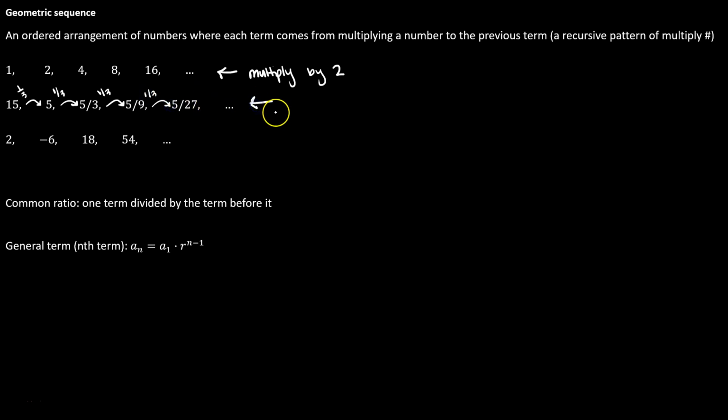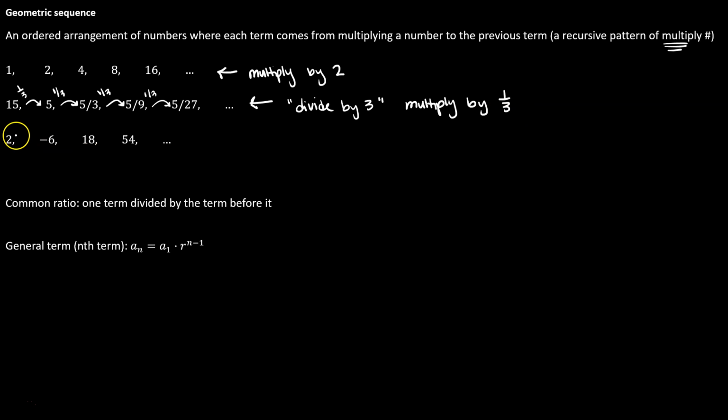This pattern, we might be tempted to call it divide by 3, but I want to encourage you to call this a multiply by 1/3. They really are the same thing, but because we're calling a geometric sequence a multiply pattern, it's a good idea to be consistent and call this a multiply by 1/3.